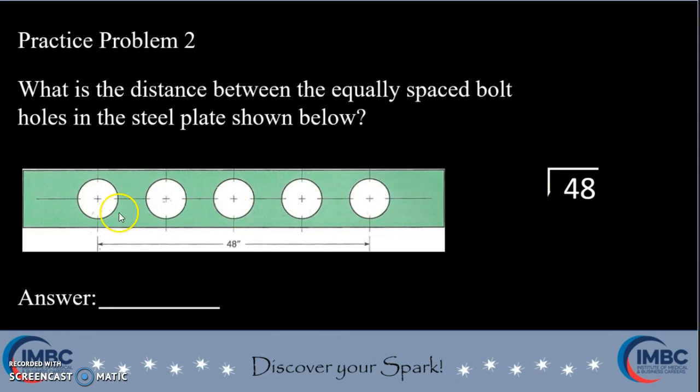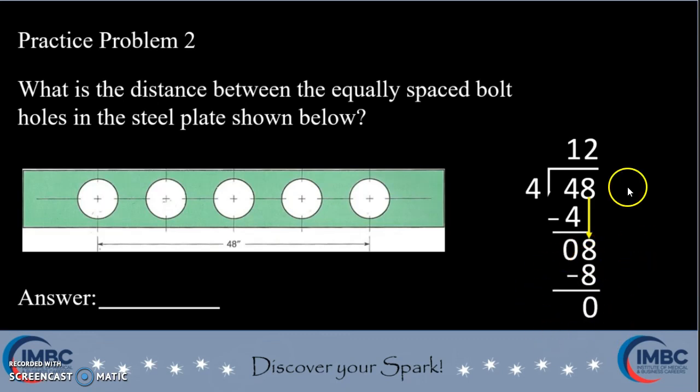So let's take a look. From here to here, that's 1. From here to here, 2. From here to here, 3. And then from here to here is 4. So again, we're calculating the spaces, so there's 4 spaces between, so we're going to divide that 48 inches by 4. 4 goes into 4 one time. 1 times 4 is 4. Do the subtraction, we come up with a 0. We bring down our 8. 4 goes into 8 2 times. 2 times 4 is 8. Subtraction, 0 left over. So, evenly spaced, the answer is 12.